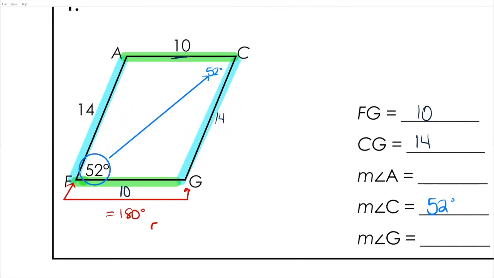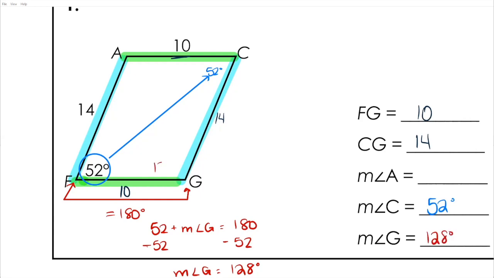52 plus the measure of angle G is equal to 180. And then we're just going to subtract 52 from both sides. So the measure of angle G is 180 minus 52, which I believe is 128. And just because I want to make sure I'm not giving you the wrong information, I'll type that into the calculator, and boom, 128. So we know G is 128.